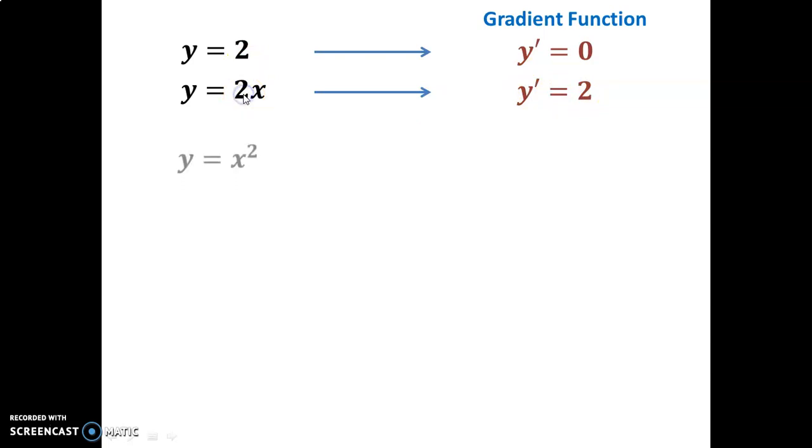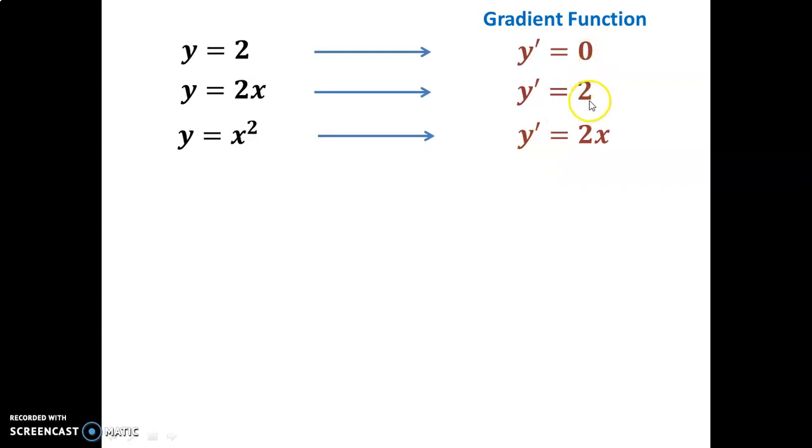Okay, but now things are going to change a little bit. Remember we did the investigation into y equals x squared? That's a parabola. That one does not have a constant slope like these two had. This one had a constant slope of 0, this one had a constant slope of 2, but a parabola doesn't have a constant slope. The slope of a parabola changes. So what's the gradient function? Do you remember what it was when we figured it out in the investigation? That gradient function was 2x. So the derivative of this is 2x, and this gives the slope at any location along the parabola.